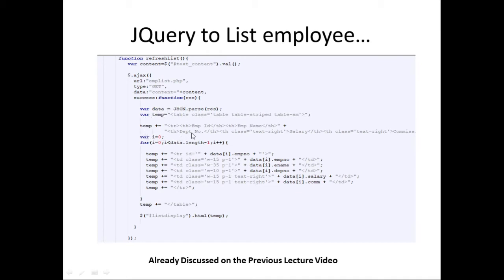Then we create the table, the header of the table. Then we loop from 0 up to the length of the data minus 1. Then we just display the contents of the table: empno, ename, depno, salary, and commission. Once we're through with the loop, we close the table, and the contents of the temp will be displayed in the list display. Again, this was already discussed in the previous lecture video, so we'll not be elaborating on that.